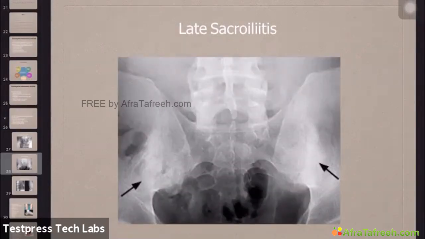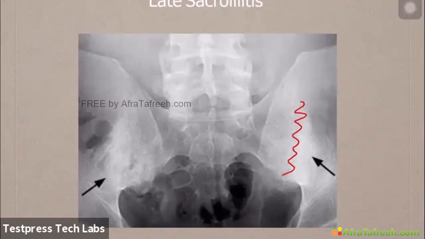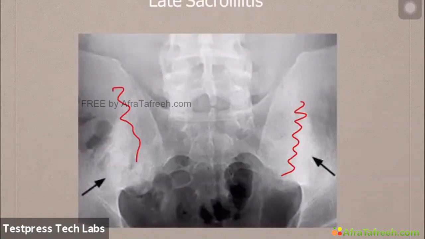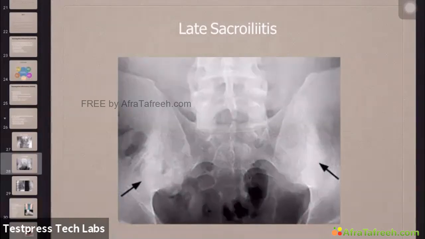And this is a late sacroiliitis where I'm not able to see any joint at all in the first place. Joint space is not even existing. I don't know where the joint space is here. In the previous one, at least I could see the joint space to some extent. Fine. The joint line is still visible, even though it is ankylosed. But in this example, I couldn't even see the joint space. So that's definitely a late form of sacroiliitis here.